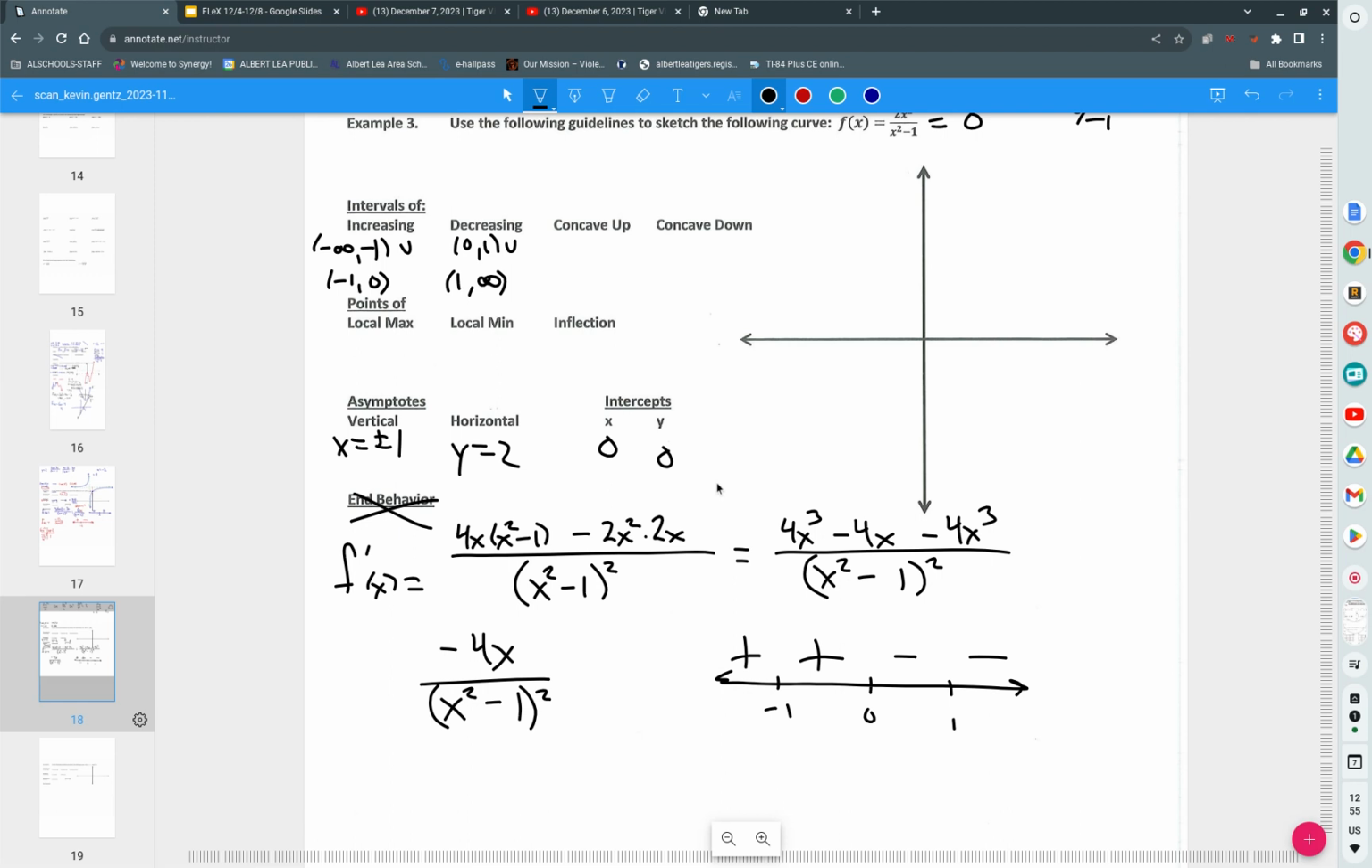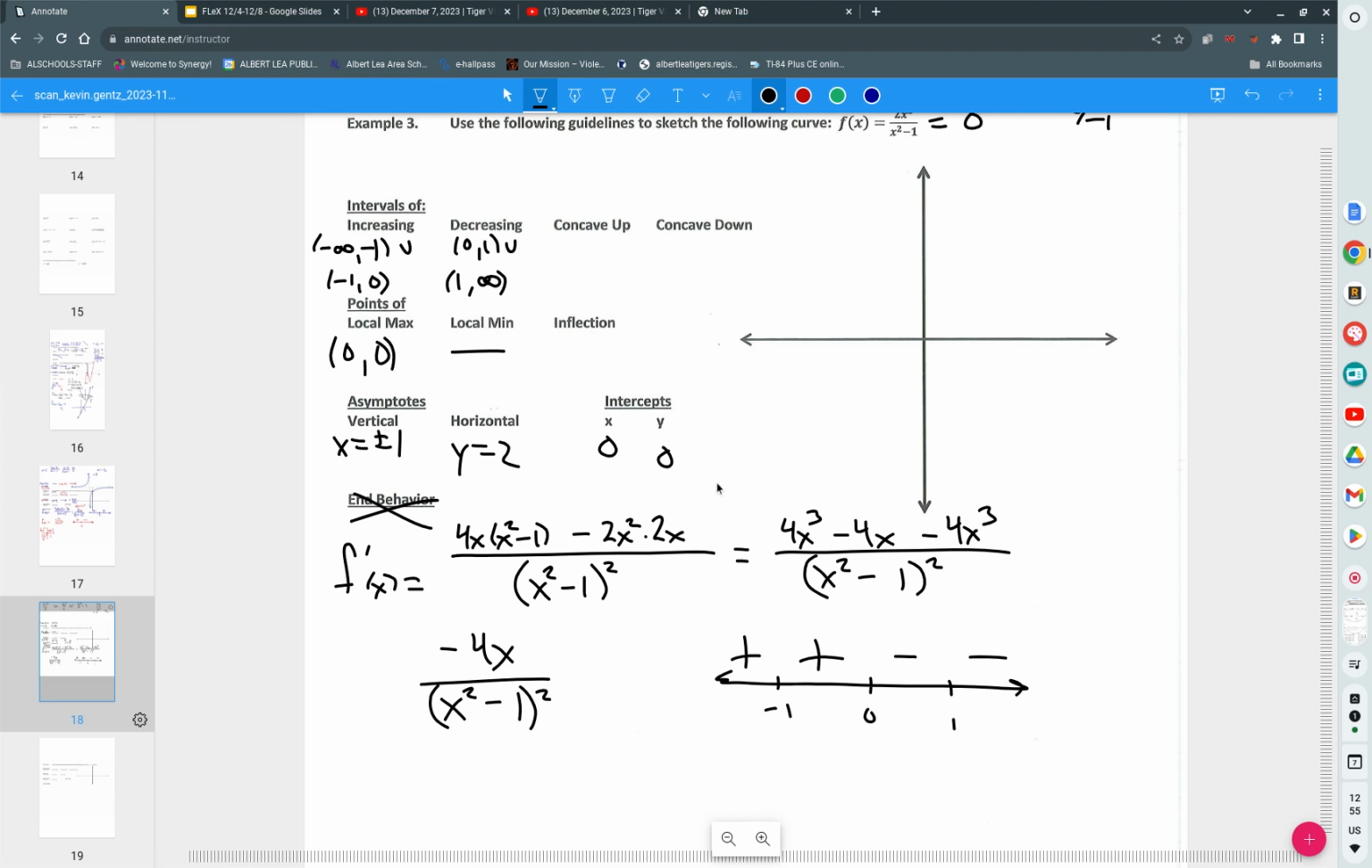Does it have a local minimum? No. Why? Because it doesn't change from negative to positive. Does it have a local maximum? Yes. Where? 0. We know if we plug in 0, we get 0. We know it goes to the origin. Turns out at the origin there is a local maximum. Okay? So we know that.